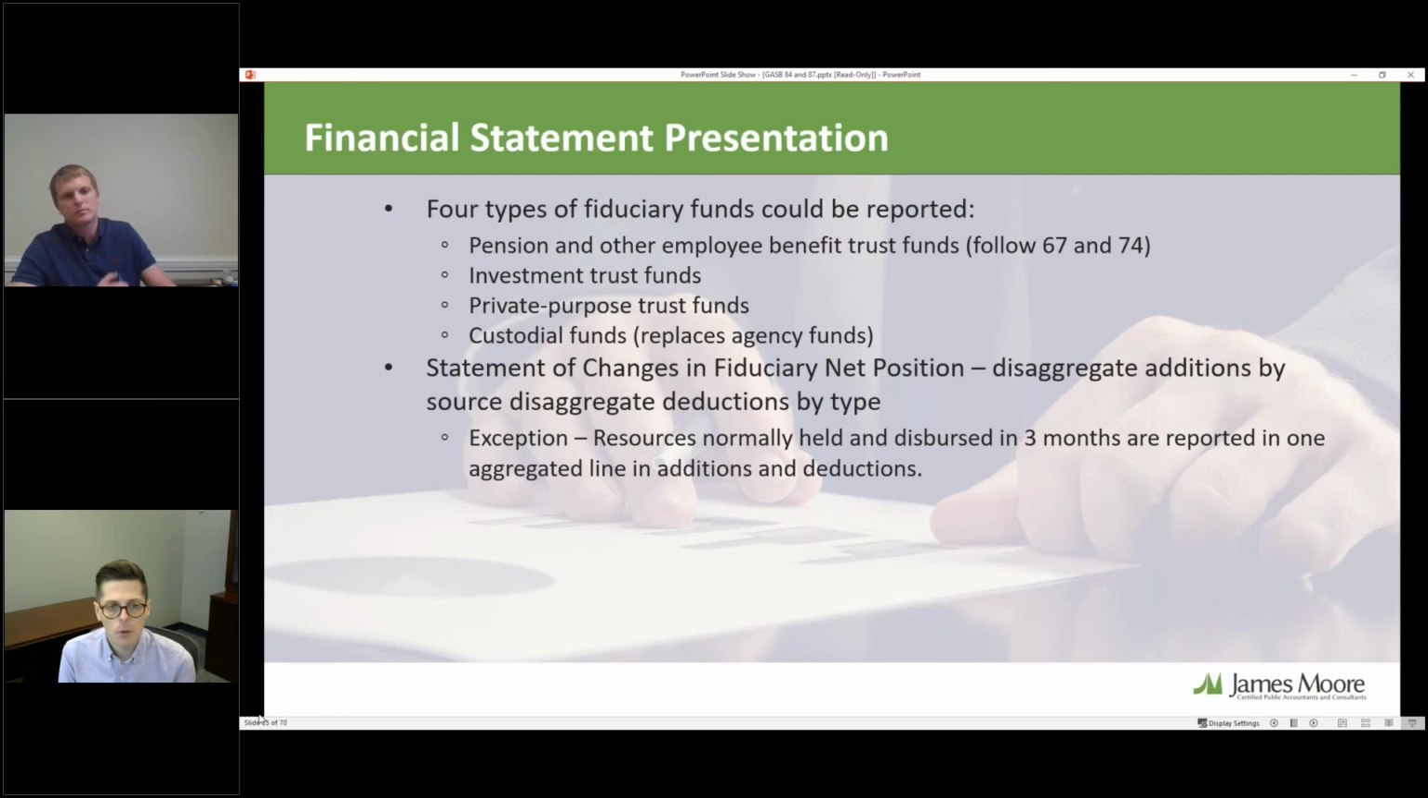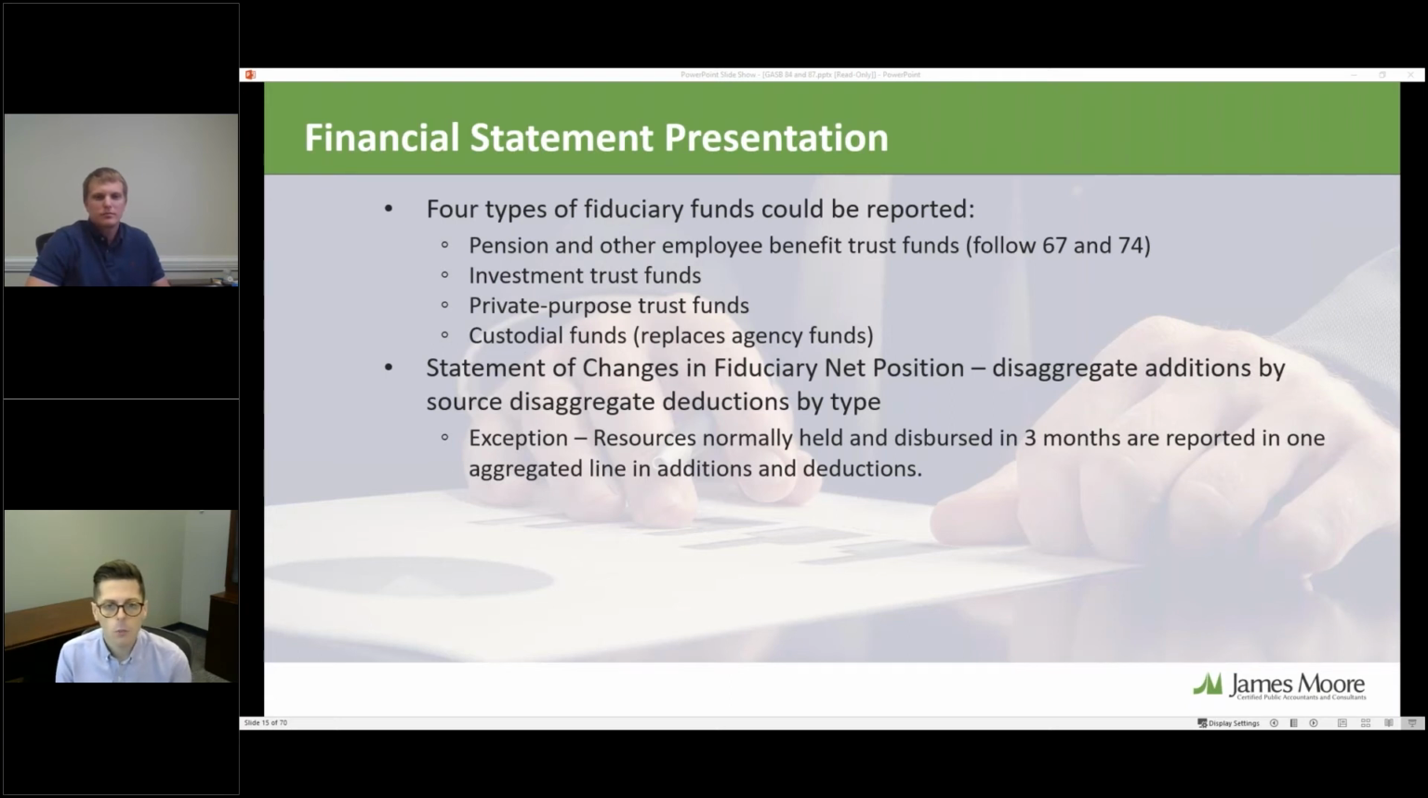So for financial statement presentation, there are 4 types of fiduciary funds that could be reported. There are pension and other employee benefit trust funds, which will follow their applicable standards, investment trust funds, private purpose trust funds, and custodial funds. And as I mentioned before, this is going to replace the terminology for agency funds, but for the most part, it's the same concept. Within that custodial fund bracket, there's actually one caveat in particular that I think is important to note.